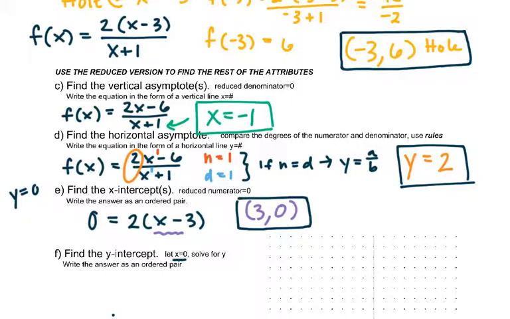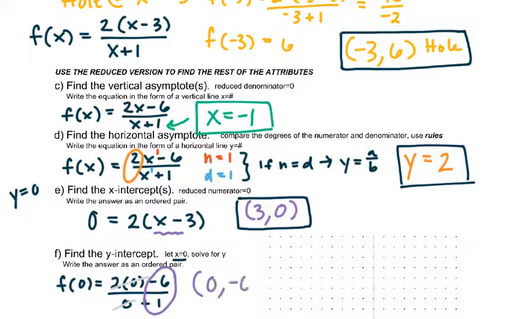My y-intercept occurs when we let x be 0 and find y. And we can always just plug 0 into the function. 2 times 0 minus 6 over 0 plus 1. The first terms zero out, and we end up with the ratio of those constants, negative 6 over 1. So the y-intercept occurs at negative 6 over positive 1, which is just negative 6. So I have (0, negative 6) here.